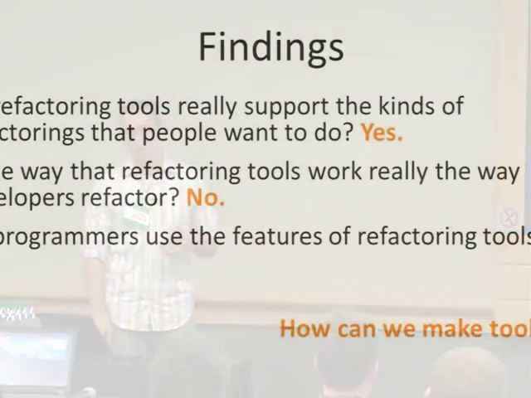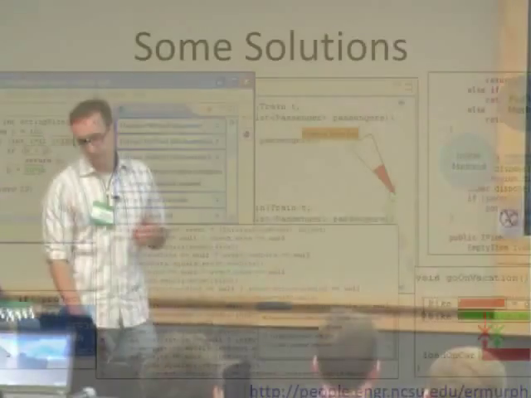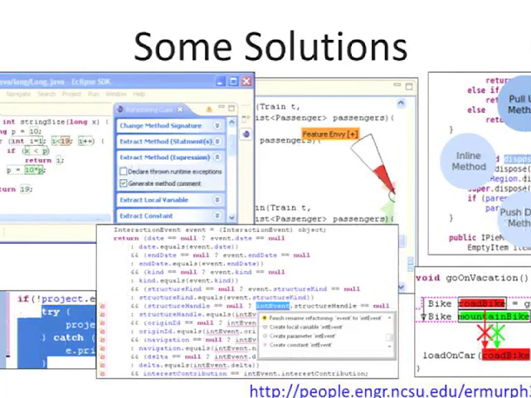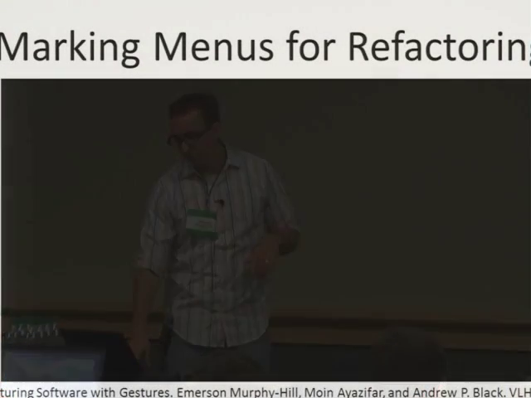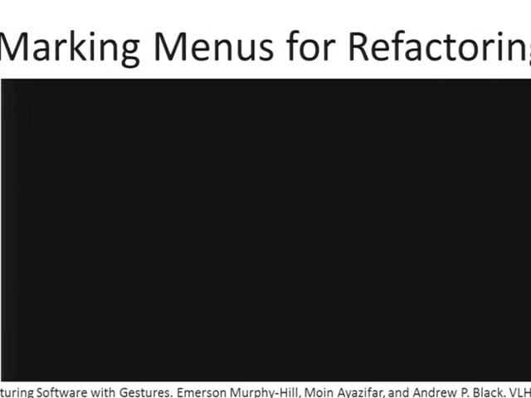So what can we do to make the tools fit better with the way people refactor? My research, in addition to the empirical piece, has been developing new user interfaces for refactoring tools. That's why Roslyn is exciting, because I can reuse some of the infrastructure. My work so far has been in Eclipse because they've had infrastructure for a while. But this could as easily be done using Roslyn. I want to talk about two of the different tools that we've been working on. The first one is marking menus for refactoring.